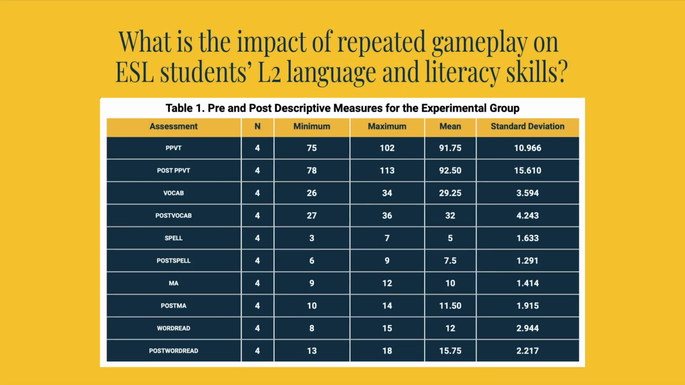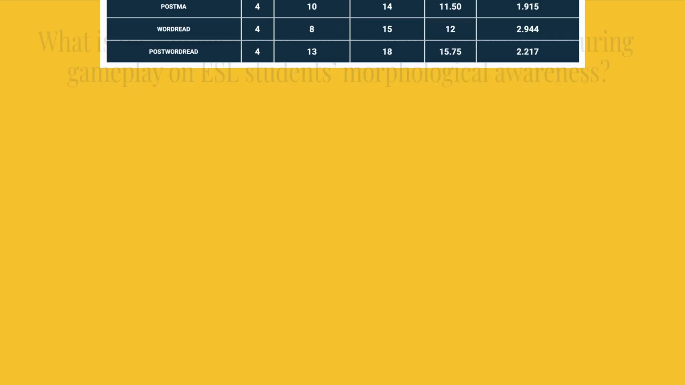What is the impact of repeated gameplay on ESL students' L2 language and literacy skills? Table 1 clearly shows an increase in the participant scores across all measures when comparing the pre-tests to the post-test results. These results are promising since the ESL students played the game for 4 weeks. The main effect of time demonstrates that there is a significant change across time for the experimental group. Most importantly, the game does not hinder ESL students' progress.